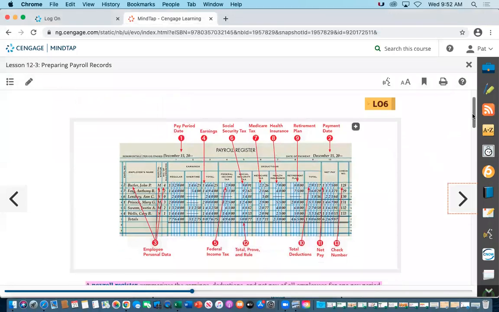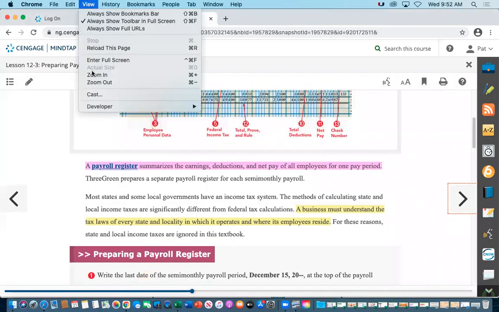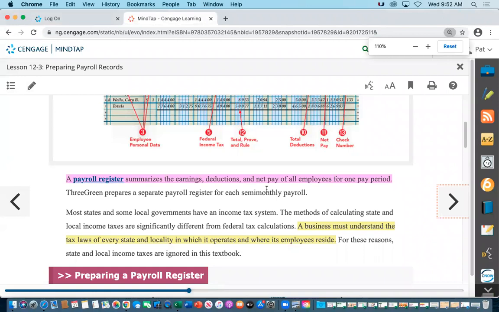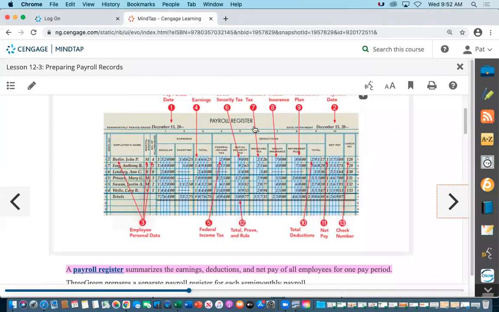Okay. So what's the payroll register? Summarize the earnings, deductions, and net pay for all employees. That's what we just talked about. We just explained the payroll register. It summarizes all the employees' payroll, earnings, deductions, and net pay. Okay?